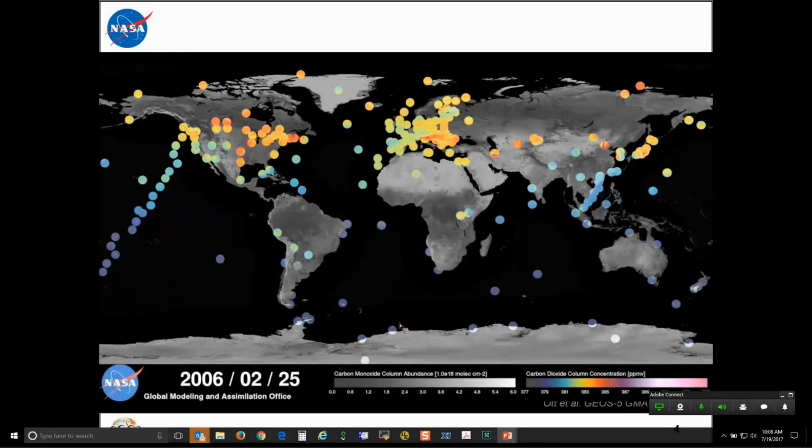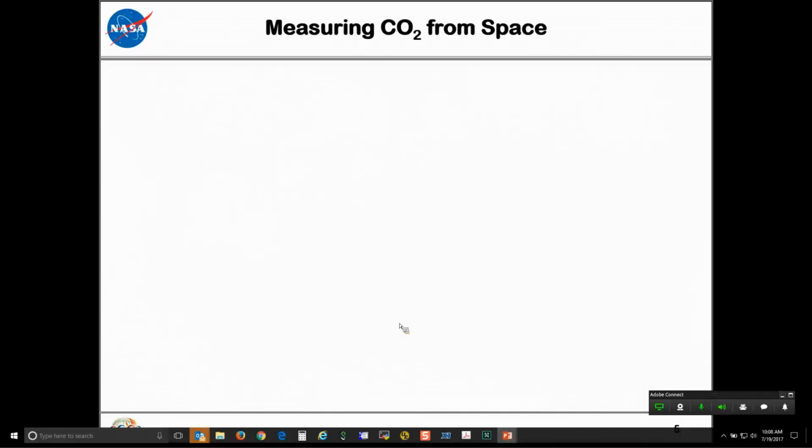And so the current measurement network, while certainly very good and absolutely essential as we move into the future, just doesn't have the spatial coverage needed, or the sampling frequency either, to actually provide the measurements we need to monitor the carbon cycle. So one way to get around this is to measure carbon dioxide from space.